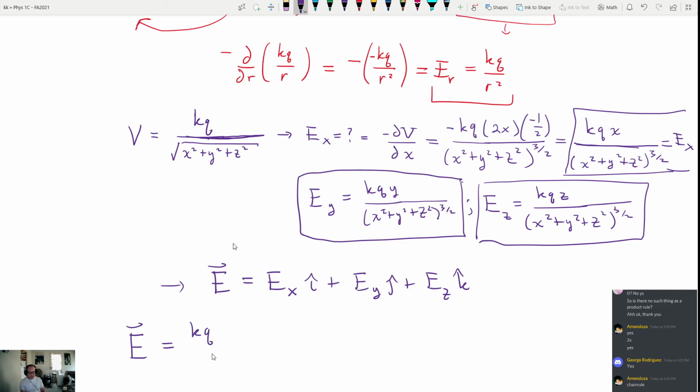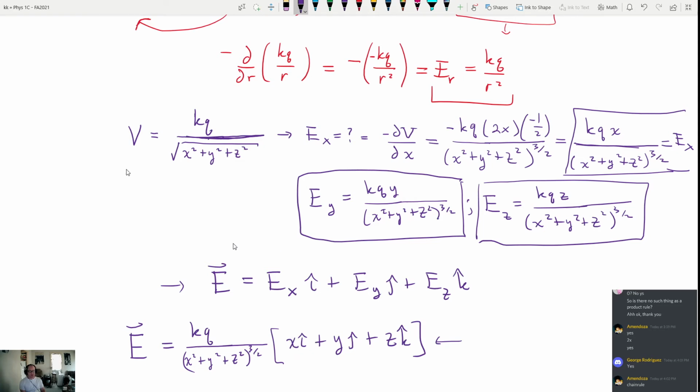We're going to have kq common. All of the terms also have in the denominator x squared plus y squared plus z squared to the 3/2. So every one of them has that, right? Multiplied by, now what we're going to have is an x i hat plus a y j hat plus a z k hat. So that's our definition of the electric field now. That's the whole electric field.